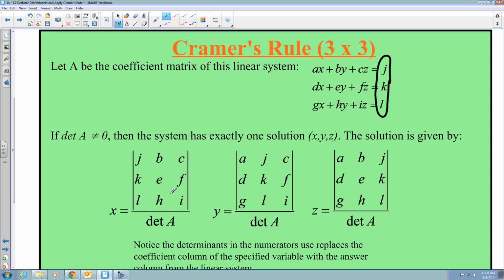Same rules apply if we're trying to solve for x. Our constant values will go under the x column, and then we'll divide the determinant of this matrix by the determinant of our coefficient matrix. For our y, our constants show up in the y column, and for z, our constants show up in the z column. So that's what makes the difference between solving for x, y, and z.